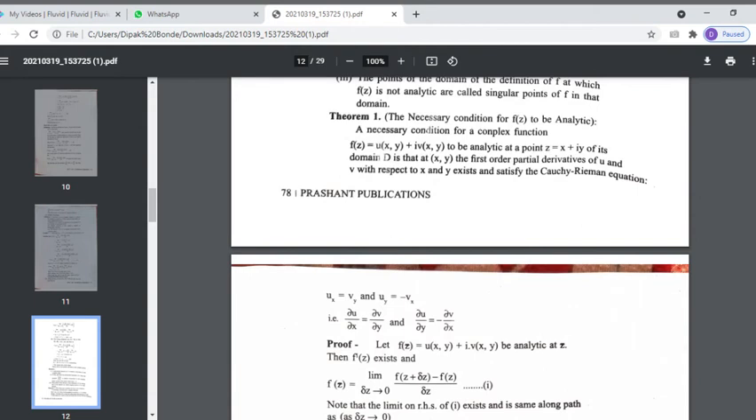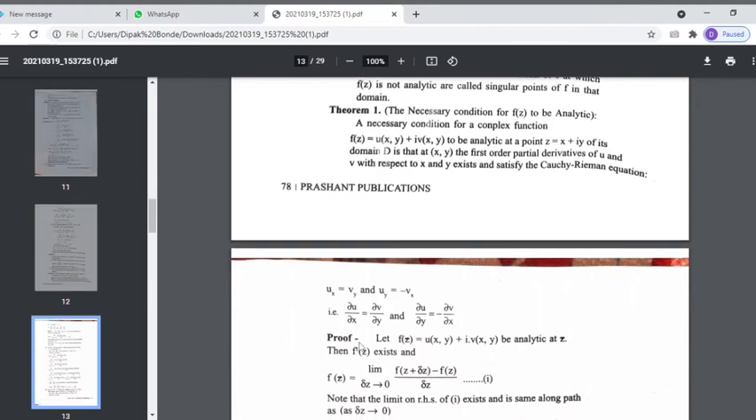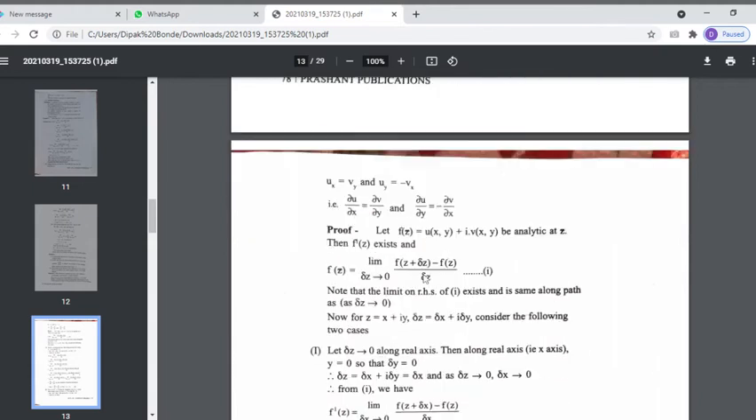Simply called the CR equations, they are nothing but ux = vy and uy = -vx. Ux is nothing but the partial derivative of u with respect to x, that is, ∂u/∂x = ∂v/∂y, and uy is nothing but ∂u/∂y = -∂v/∂x. So these are the necessary and sufficient conditions for analytic functions.